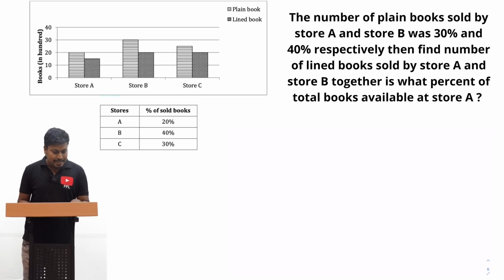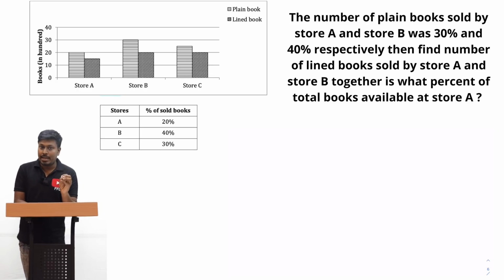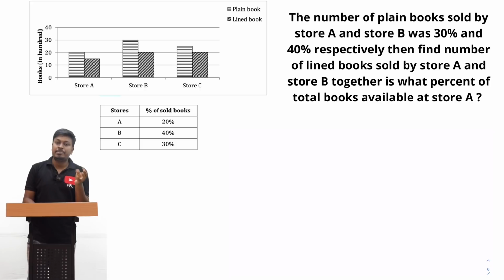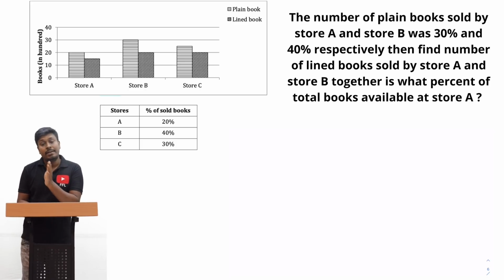Got it? So what they are saying is, given in the bar graph, there are totally 3 stores, and in each store they are selling plain books as well as lined books. And when you look at the table chart here, for store A the total number of books sold was 20%. Got it, friends? So let me take the first. If you take store A, the total number of plain books produced, in terms of 100, is 2000, and the lined books will be 1500. Out of the total, according to the table chart, only 20% of the books are sold. If 20% of books are sold, then the remaining 80% will be unsold.